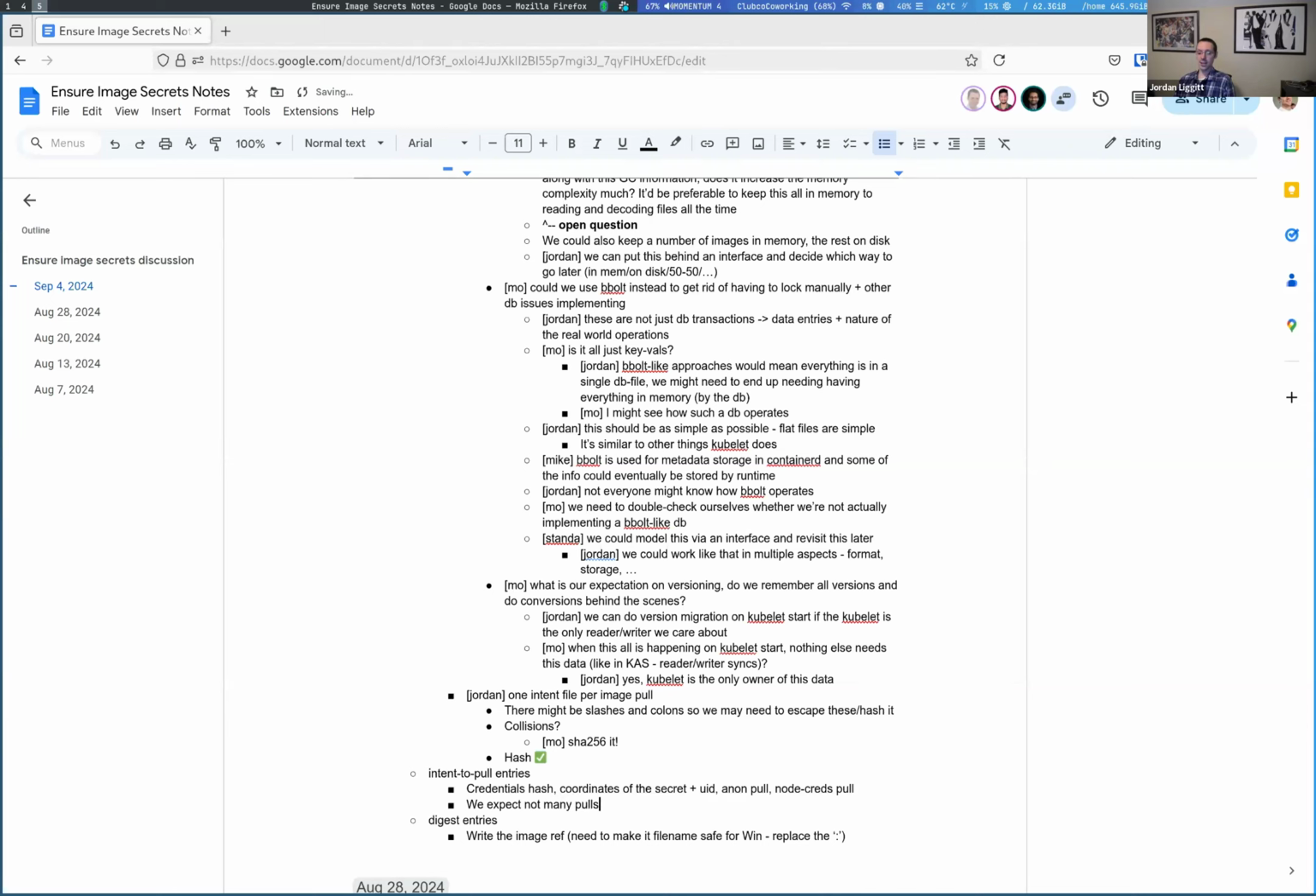For digest entries, we expect that to be limited to the number of images present on the node, which could be lots and lots and lots, right? Do we need to partition that directory to avoid all the files being in the same directory? I don't know enough about directory file count limits to know.